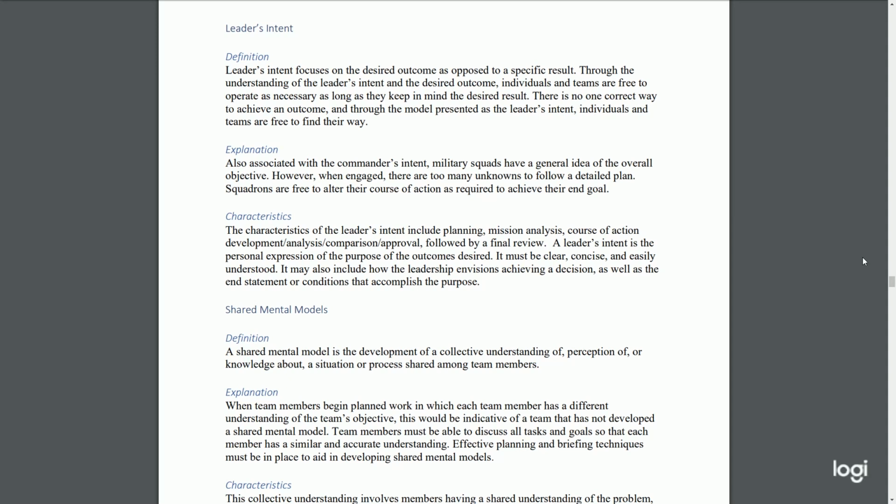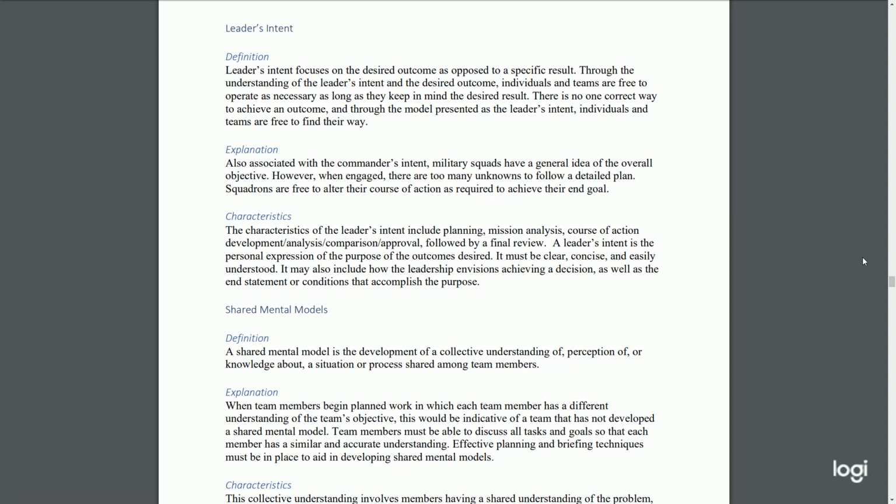Characteristics. The characteristics of leader's intent include planning, mission analysis, course of action development, analysis, comparison, approval, followed by a final review. A leader's intent is the personal expression of the purpose of the outcomes desired. It must be clear, concise, and easily understood. It may also include how the leadership envisions achieving a decision, as well as the end statement or conditions that accomplish the purpose.